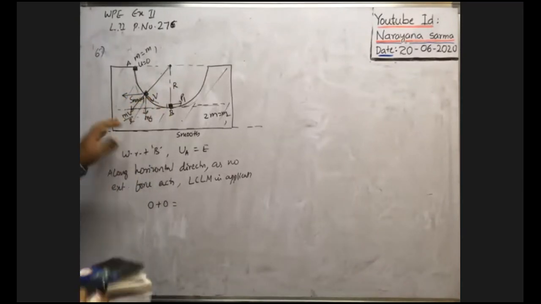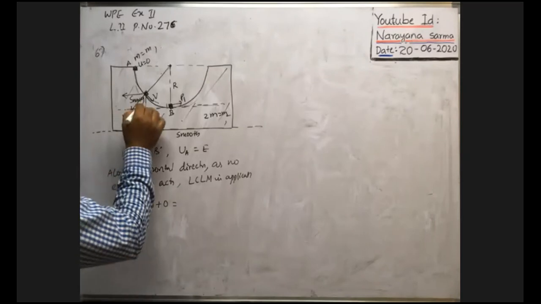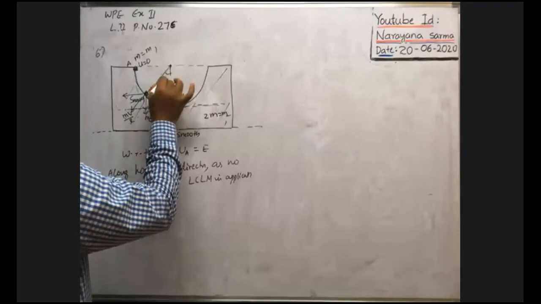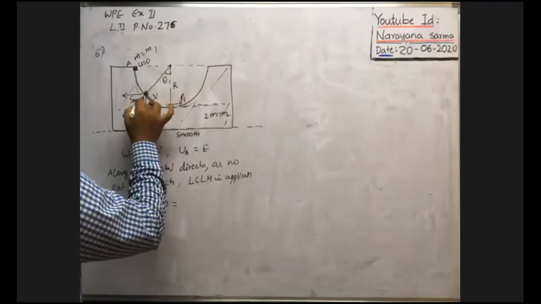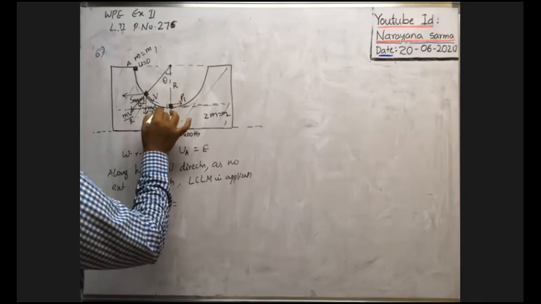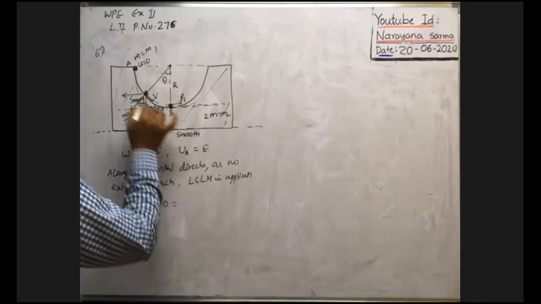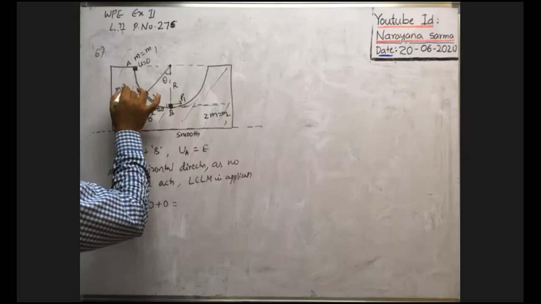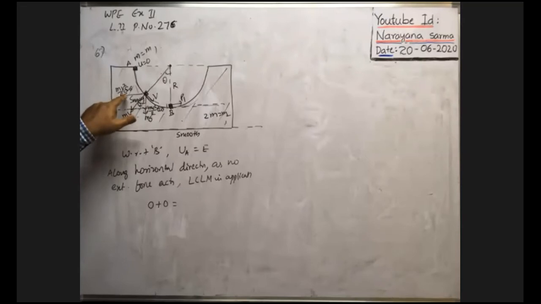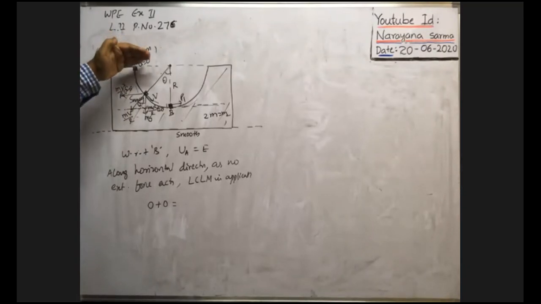Suppose this angle is theta. Then the vertical component is mv square by r into cos theta, and the horizontal component is mv square by r sin theta. Because of the horizontal component of the centrifugal force, mv square by r sin theta, acting on the wedge, the wedge will move towards the left. And because of gravity, the block comes down like this.